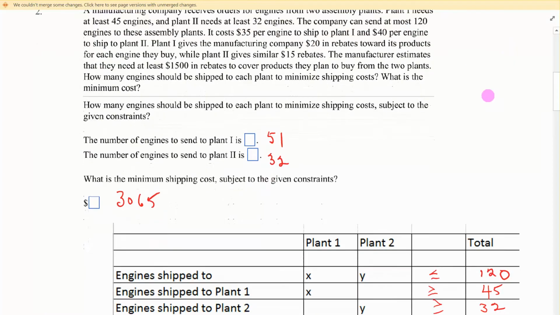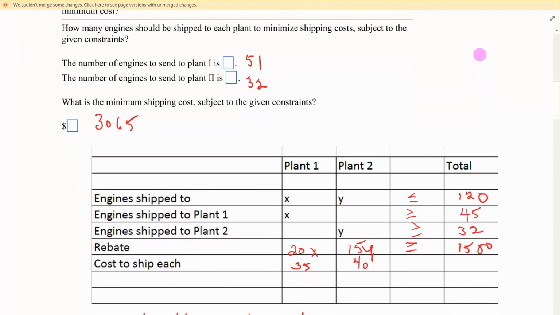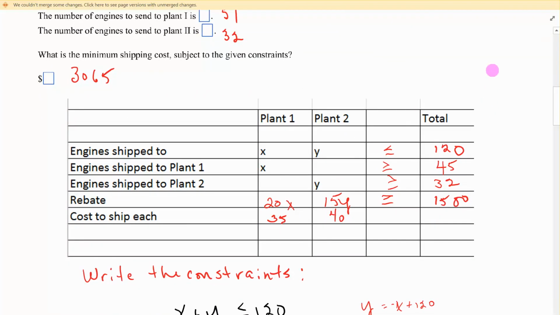And then we get to one that we have to actually work out. I'll let you read through that. That's where we're going to get our information. It's about a manufacturing company making engines from 2 assembly plants. So we have plant 1 and plant 2. All of that information I've organized into this chart. I just went into Excel and grabbed a table, created a table and did it, but you could draw it out.